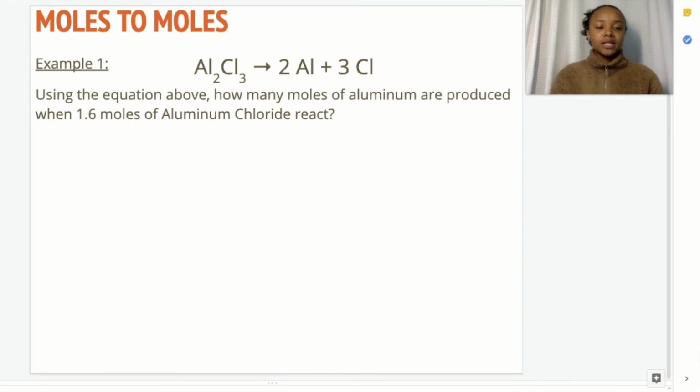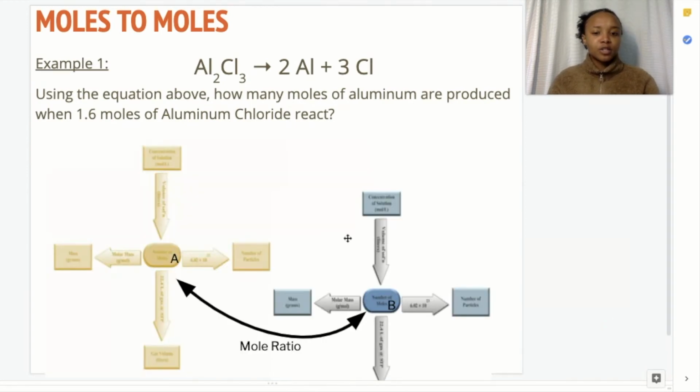Okay, so let's do this example. So this example is showing us how to convert between moles and moles using the mole ratio. Got it? Okay, so let's read it. So using the equation above, how many moles of aluminum are produced when 1.6 moles of aluminum chloride react? So what are we converting between? We're converting between moles of aluminum chloride and moles of aluminum, sorry.